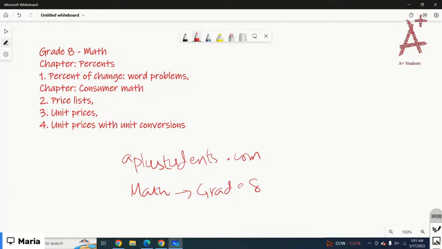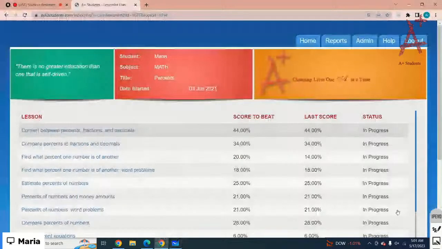We're going to start with the chapter percents, and the lesson we're going to cover from the chapter is percents of change word problems. Then we'll start a new chapter, consumer math, and the lessons are price list and unit prices with unit conversions. So let's start with the first lesson, which is from the chapter percents.